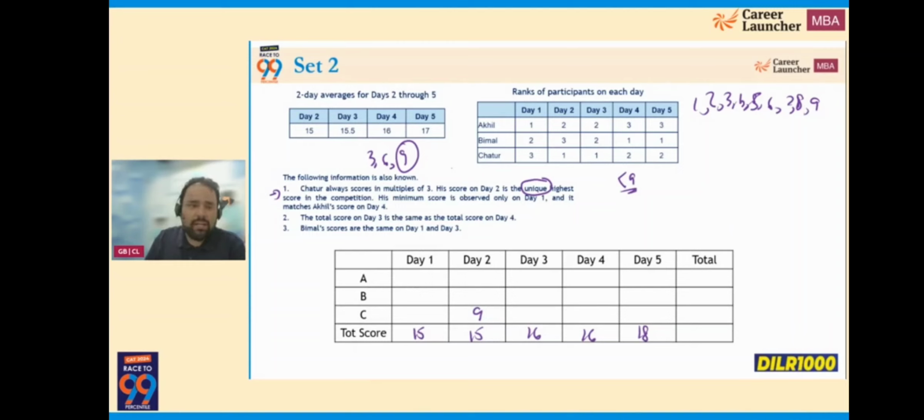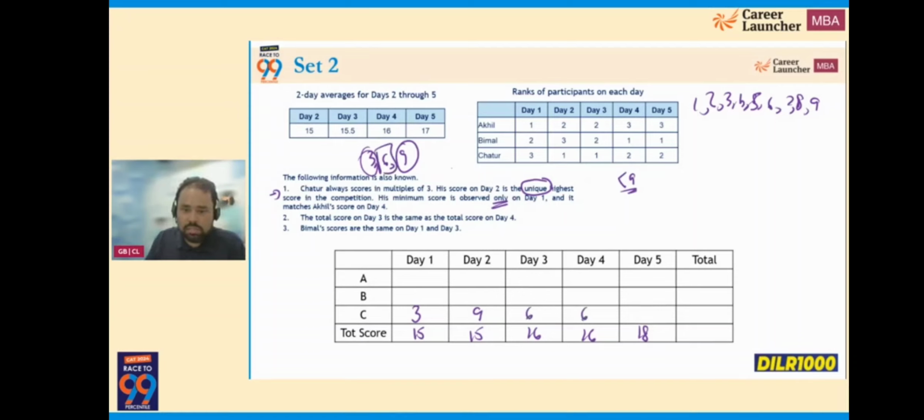Keep that in mind. His minimum score is observed only on day 1. Minimum can only be 3. And it is observed only on day 1. So day 1 में 3 है और किसी दिन 3 नहीं होगा. Day 2 9 है और किसी दिन 9 नहीं होगा. That means on all the remaining days he can only be 6. I know so much about Chatur already.